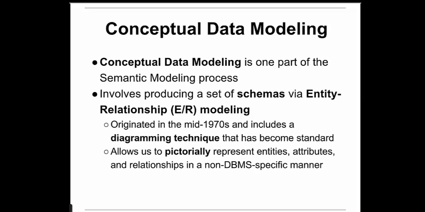We'd also talked about different phases of database development, one of which was conceptual data modeling. This is one part of the semantic modeling process. This is where we actually produce what we call a set of schemas or data descriptions through entity relationship diagrams. This has been with us for quite a long time, and the main idea here is that we're creating a pictorial model of the entities, attributes, and relationships in a fairly generic way so that that model can be used and translated into a DBMS, specifically any DBMS that we might want to use. Entity relationship diagrams are meant to be abstract and not meant to be vendor specific.